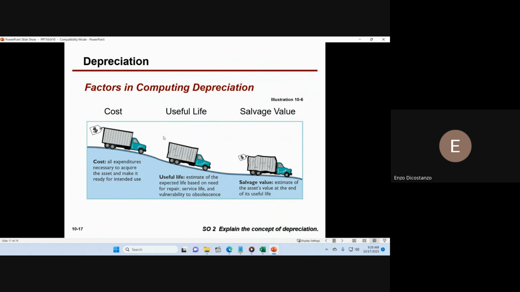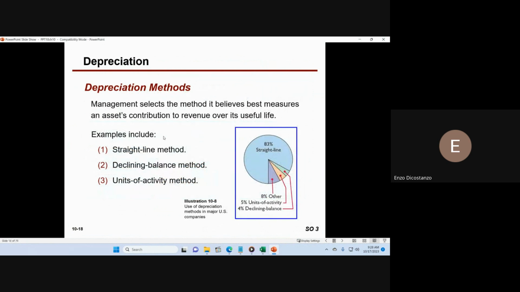So costs are all expenditures necessary to acquire the asset and make it ready for intended use. Useful life is the estimate of the expected life based on need for repair, service life, and vulnerability to obsolescence. And salvage value is the estimate of the asset's value at the end of its useful life. Like I said, we sold some scrap, right? In the initial example where the structure was knocked down, we sold the copper piping and the copper wires and things of that nature.